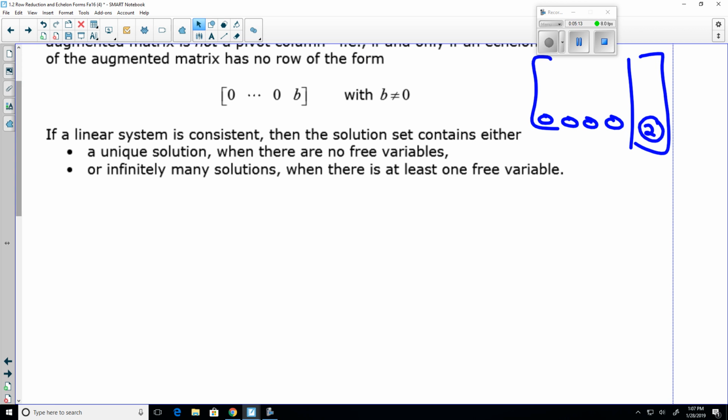If a linear system is consistent, then the solution contains either a unique solution, in such case there will be no free variables. Okay, so if it's consistent first, and you have no free variables, then you're going to have a unique solution. And if you have free variables, you will have infinitely many, because you can assign literally any number to those free variables, and you'll come up with solutions. So it generates infinitely many. So that's existence and uniqueness. Is there a solution? And how many do you have if there is one?